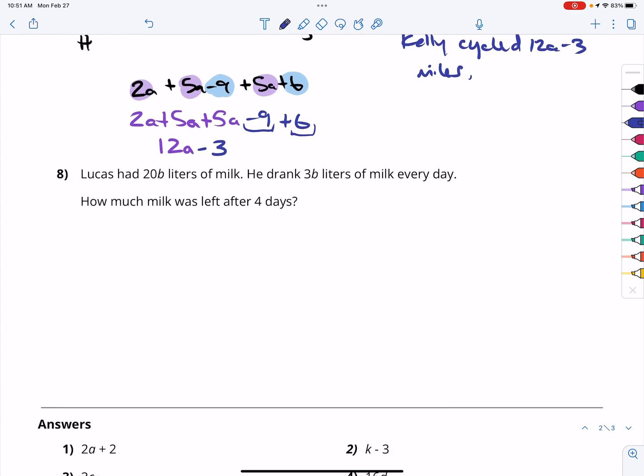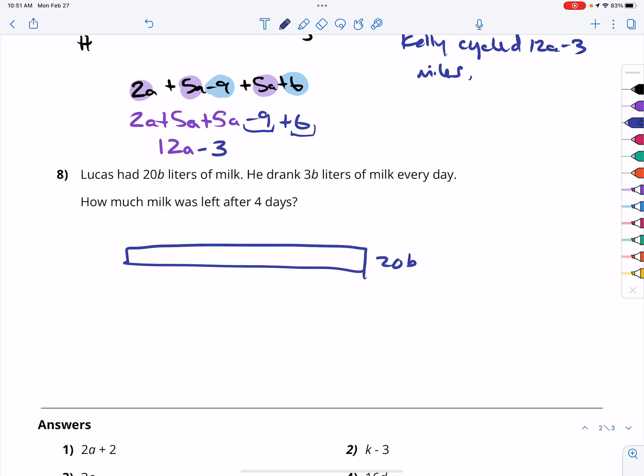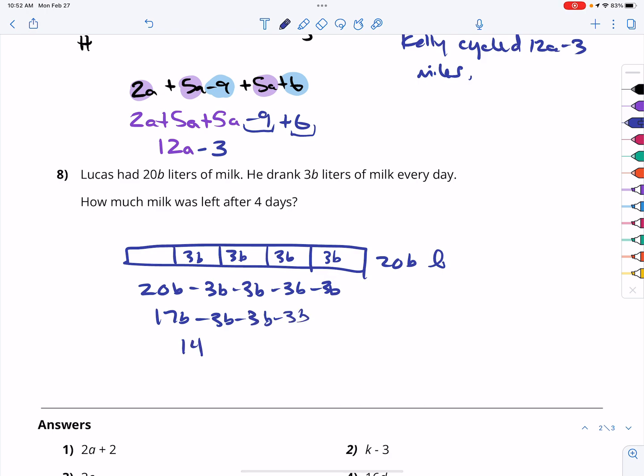All right. Lucas had 20b liters of milk. He drank 3b liters of milk every day. How much milk was left after 4 days? So if we start out, this is 20b liters, and he drank 3b on one day, 3b on another day, 3b on another day, 3b on another day. So we could think of this like 20b minus 3b minus 3b minus 3b minus 3b. So 20 minus 3 is 17b, minus 3b is 14b, minus 3b is 11b, minus 3b, 8b. Oof.